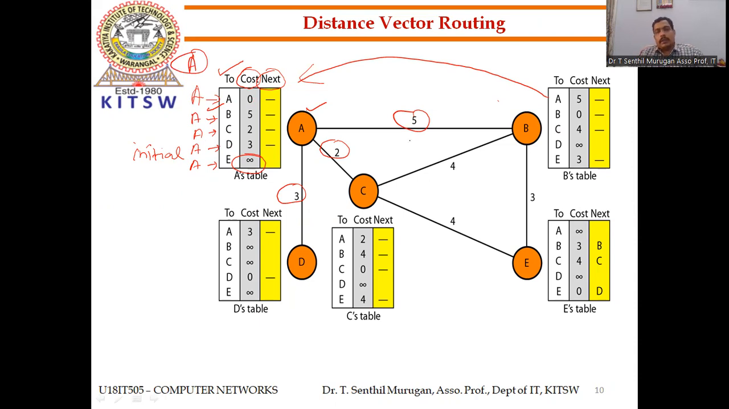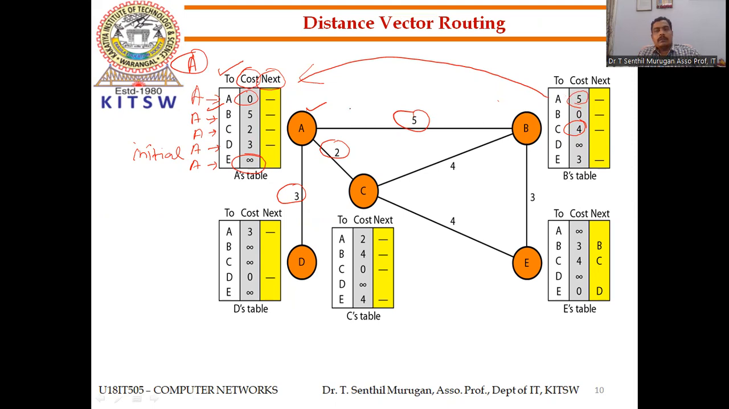A to B already 5 is there, so no need to update. A direct connection is there. A to C, already a direct connection is there. A to D, a direct connection is there. If you compare through this, an extra value will come, which is greater than the already available value. If it is less than the available value, then we can change it. So for A to B, 0 is there here, 5 is there here, so we keep 0 only.